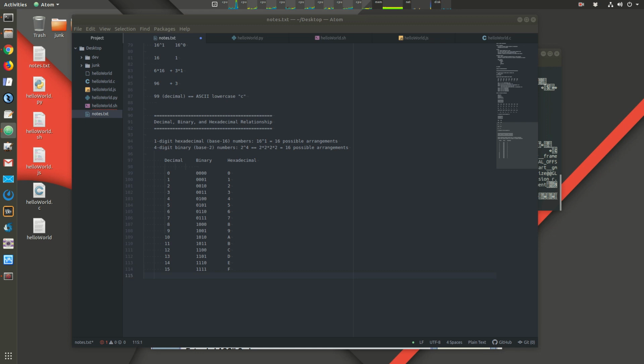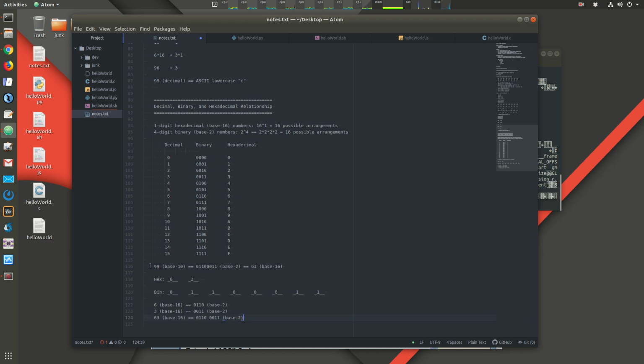Okay, so let's go back to our hexadecimal number 63. And then we also have our binary version of that. So remember, we're looking at the ASCII character C. That's 99 in base 10. And in binary, that is 0110 and then 0011 in base 2. Right? That's binary. 63 is hexadecimal, base 16.